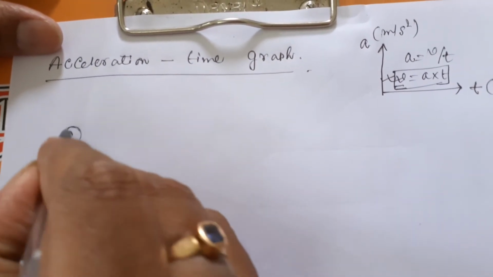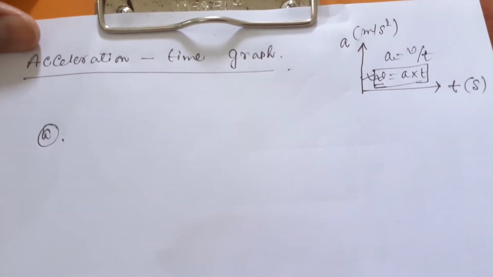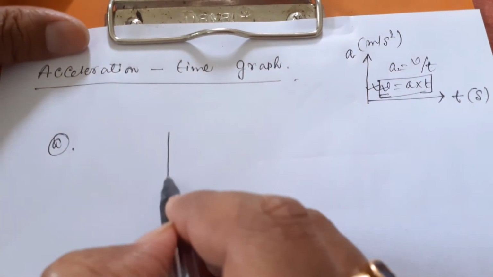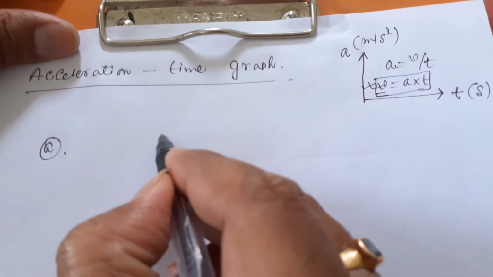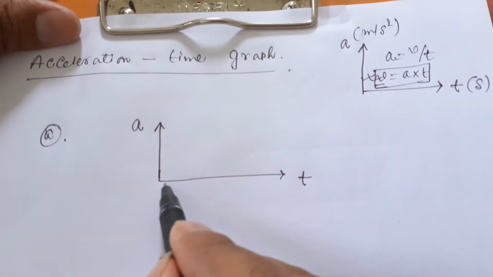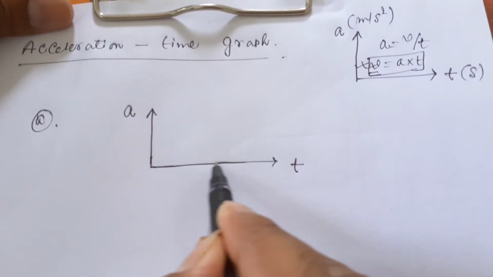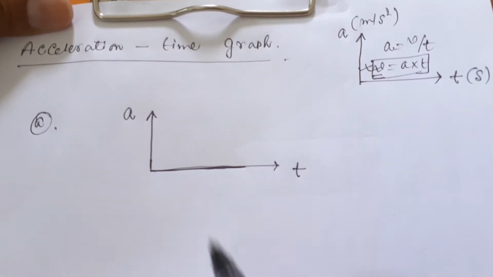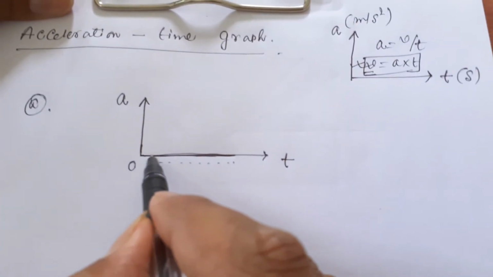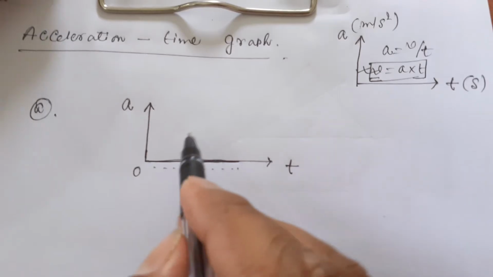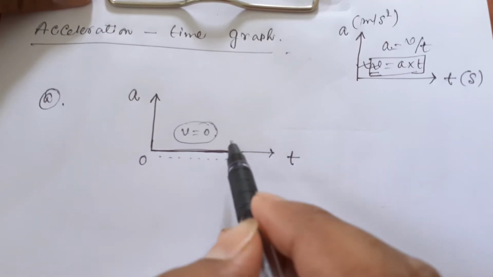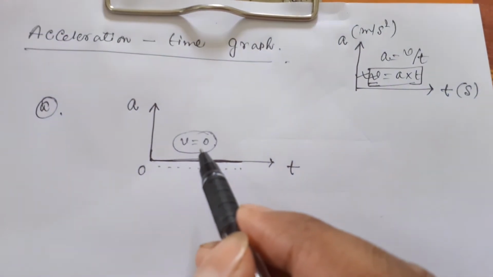The first case is that a body is stationary, that means the body is not moving. If you consider the acceleration time graph for a stationary body, then you have to choose the acceleration along this axis and the time along this axis. Suppose you consider the graph like this. If you consider this position is 0, time is continuously changing but acceleration is not changing. That means velocity will definitely be 0. The velocity can be 0 only when the body is at the rest position.